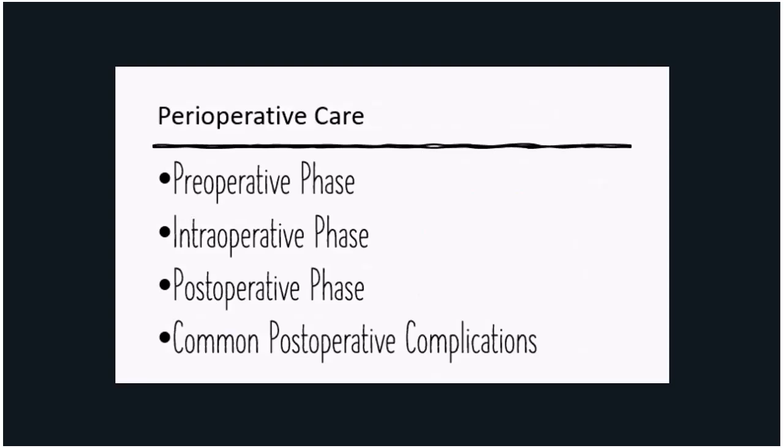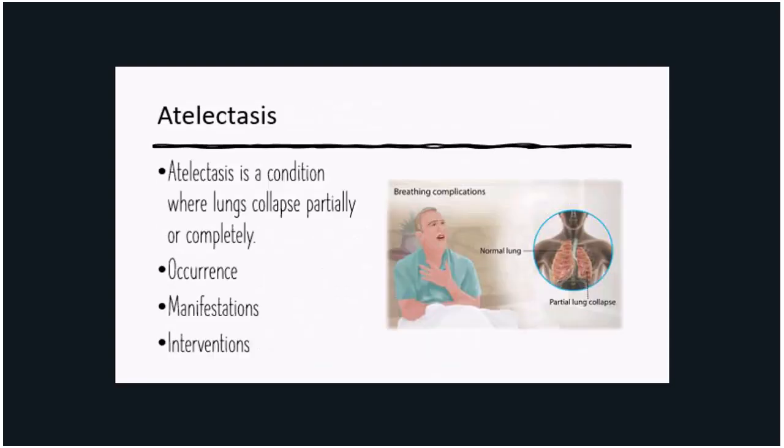So perioperative care consists of three particular phases. It's preoperative, intraoperative, postoperative. And we're also going to talk about some common postoperative complications. And I always want you to think, as a nurse, what am I going to do to actually assist my patient to prevent potential complications?